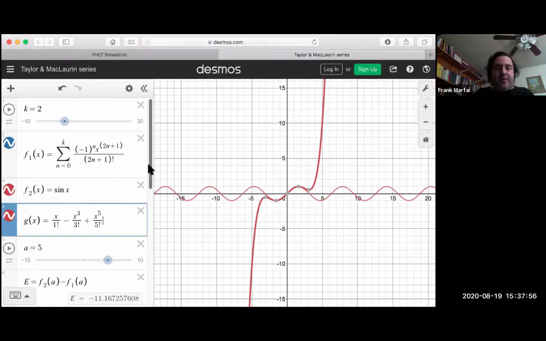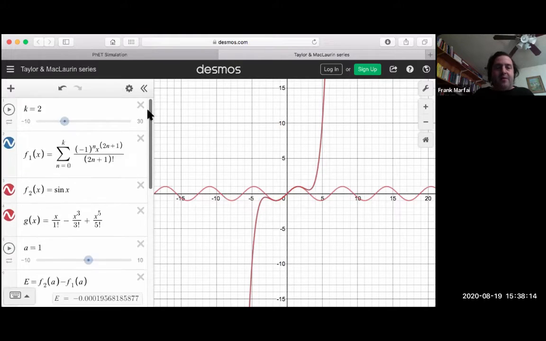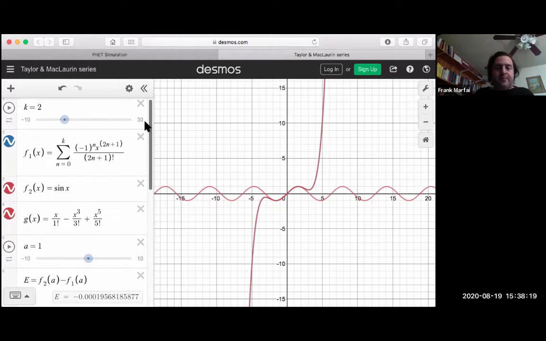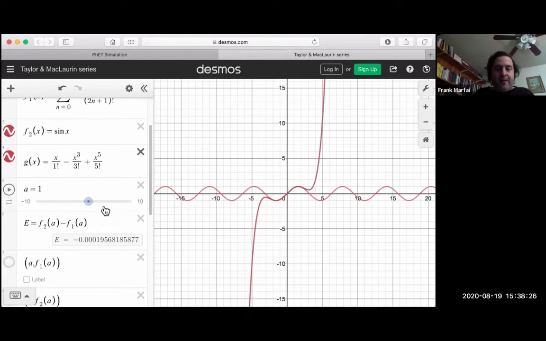There are a couple of things in terms of planning for it. This is telling you how much error you have depending on where you have your A. For example, A is equal to 5 at the moment, but if I go further down, I can also adjust it. And it tells me, for example, if I'm at exactly 1 radian and I've gone out to k equals 2, which means you're going all the way up to x^5 over 5 factorial, the error is negative 0.0019 from the true value of sine of x, which isn't bad.